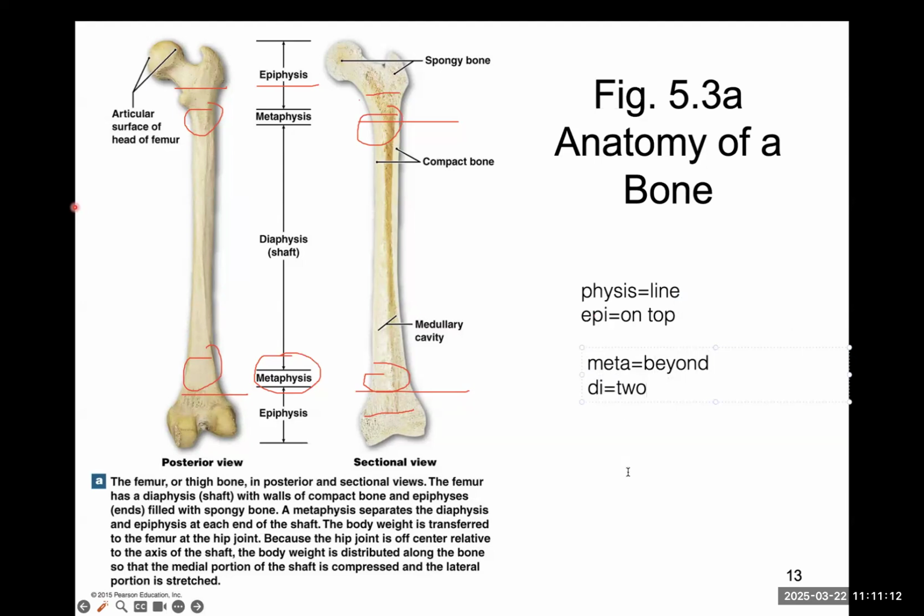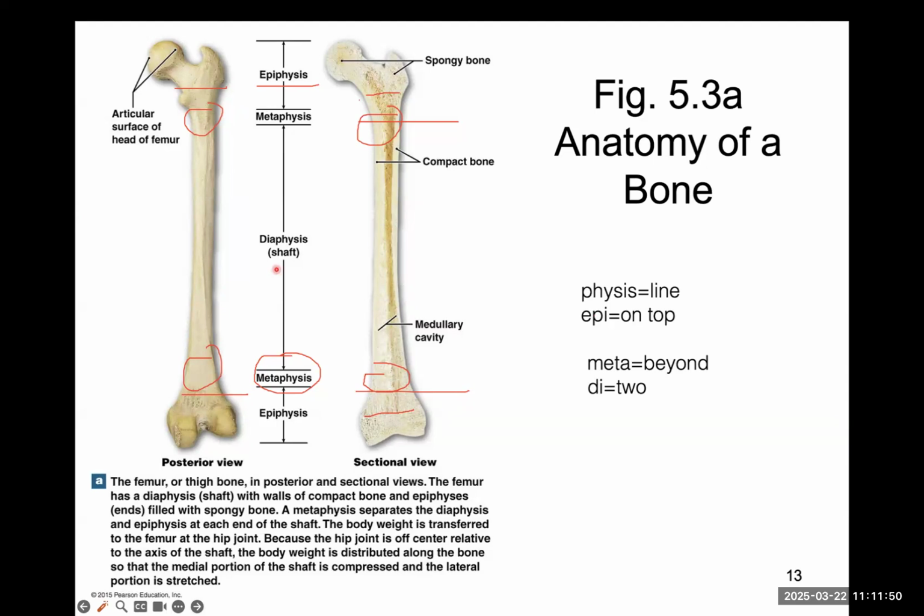I'm just going to write this down for now. So the word meta means beyond. That means the term just means it's just beyond the epiphysis line, basically. That's how you would say it. And then diaphysis has di in it. Di means two. So that's a part that's between the two lines. So this is beyond the line, and this is between the two lines. So that's where all those terms are kind of coming from.